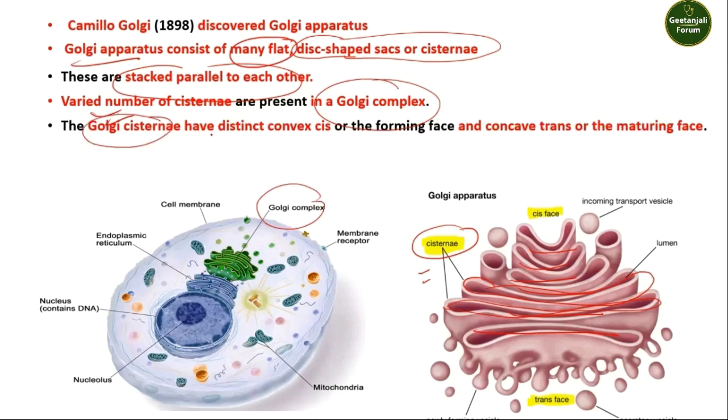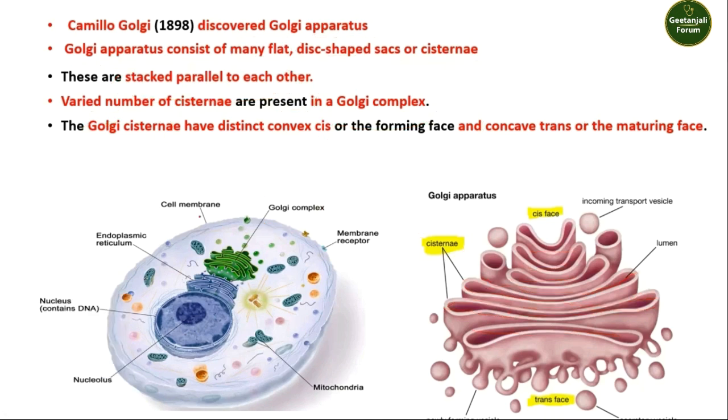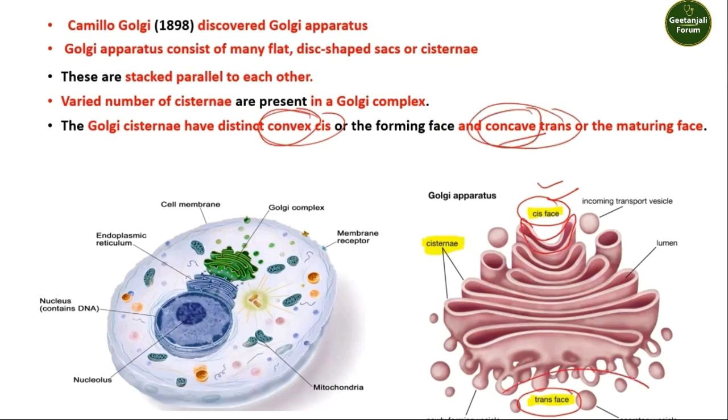Golgi cisternae have distinct convex cis and concave trans or maturing phase. This is cis phase and the other one is trans phase. This one. The cis phase is convex. This shape is convex. And the trans phase is concave shape like this. This trans phase is also known as maturing phase.